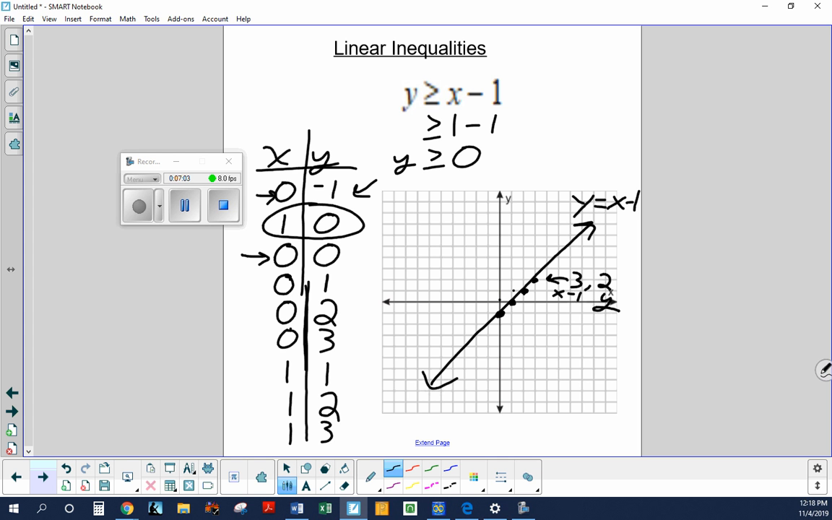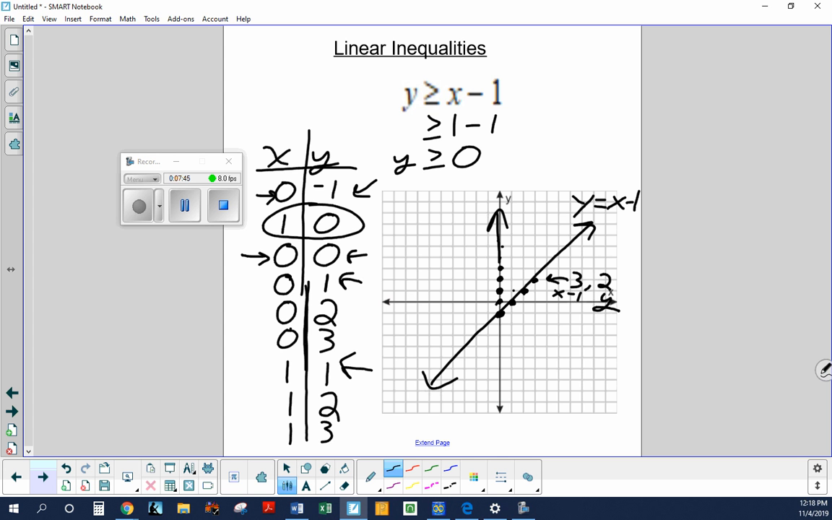I know this is kind of a lengthy explanation for one problem, but I want you to understand why we do what we do. The only way to show this on a graph, there are so many points besides just the ones on this line. So if I were to plot these points, 0, -1 is already plotted. If I go back to 0, 0, that's this point right here. 0, 1 is this point right here. 0, 2 is this point right here, 0, 3. And I could keep going, and all of these values for y that are bigger than -1, all of these points are valid solutions.